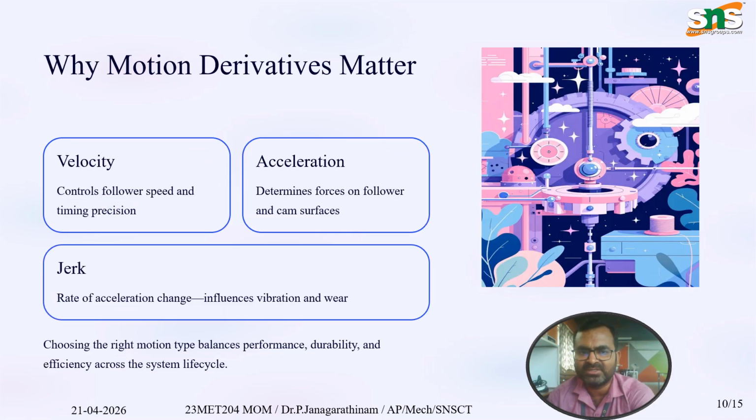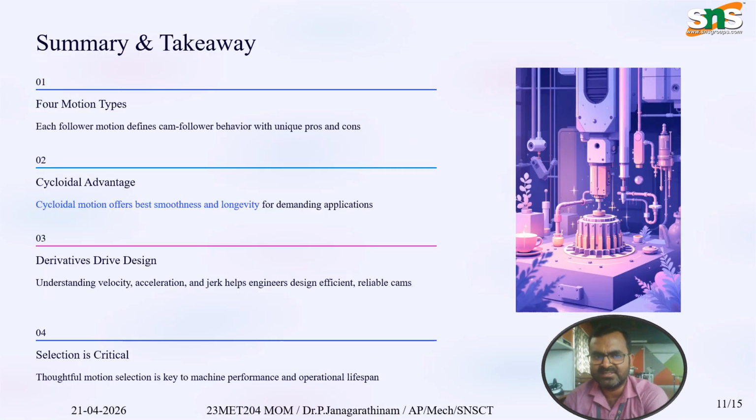This is why motion derivatives matter: velocity, acceleration and jerk. Velocity controls follower speed and timing precision. Acceleration determines the forces on the follower and cam surfaces. The rate of acceleration change influences vibration, wear, and efficiency across the system life cycle, so balancing performance increases durability. This is the summary of the four kinds of motion: cycloidal, advantages, derivatives.